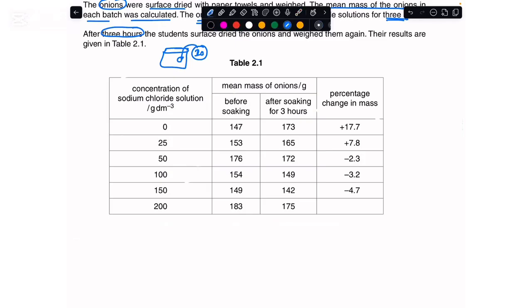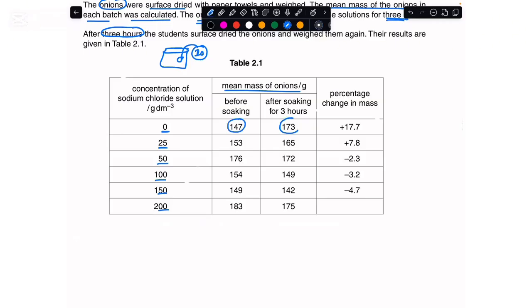If you look, we have zero concentration of sodium chloride. They simply take the water and do not add any sodium chloride into it. But moving onward, per dm cube, they have added 25 grams, then 50, 100, 150 and 200 grams. And if we look at the mean mass of the onion bulbs in grams, before soaking it was 147.